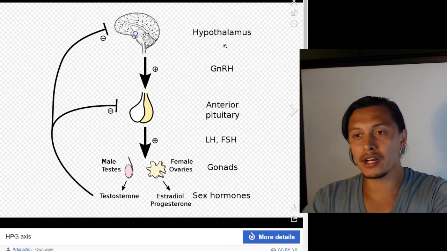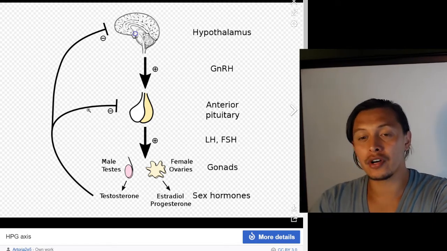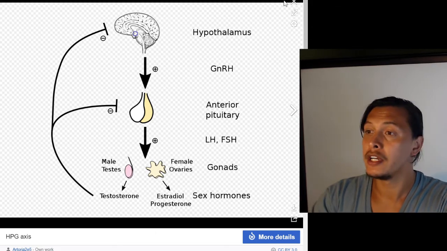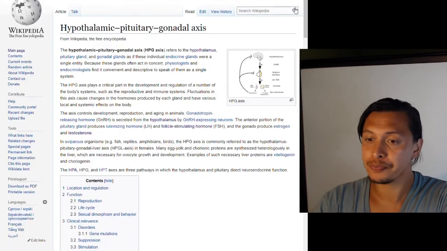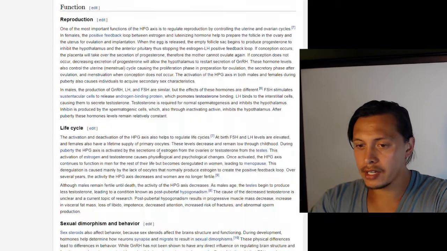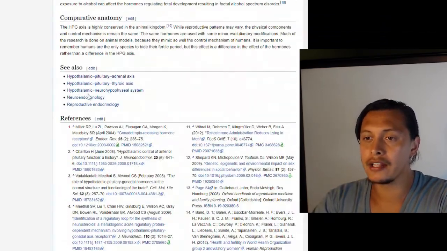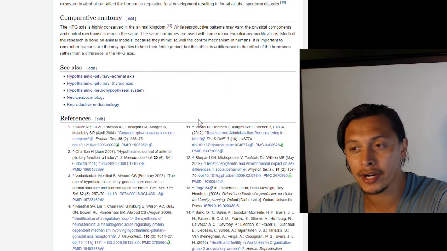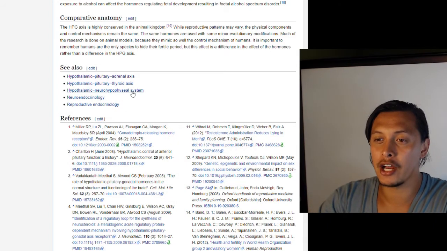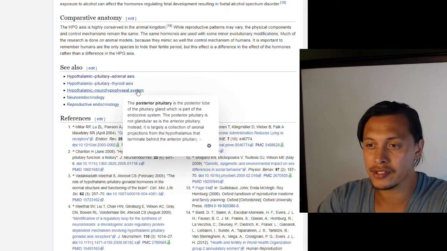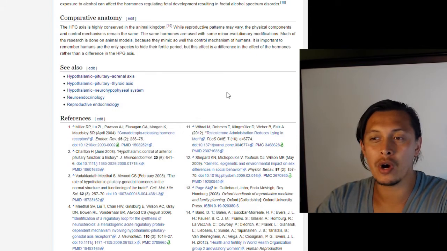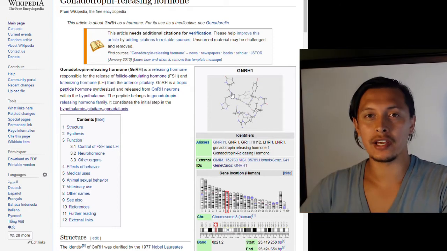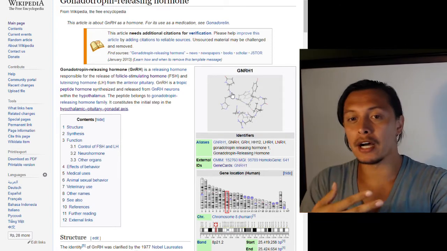So that is one of these axes, and they're called axes because there's an axis associated with them, and it's self-regulating, so it cycles back and forth. There are other axes such as the hypothalamic pituitary thyroid axis and the hypothalamic neurohypophyseal system. There's quite a few axes. Each one of them is a self-regulating cycle that ends up helping you.